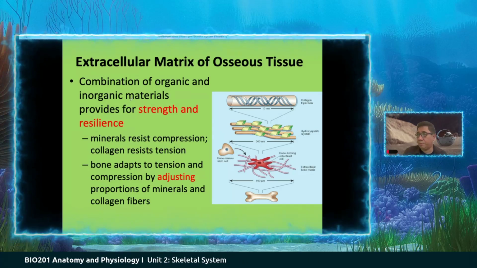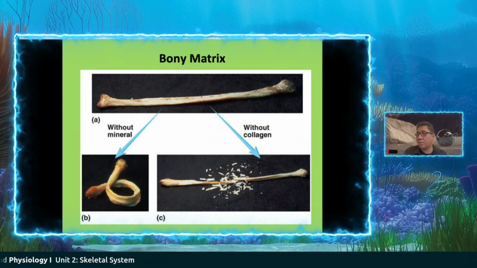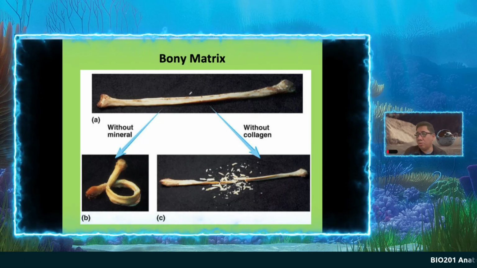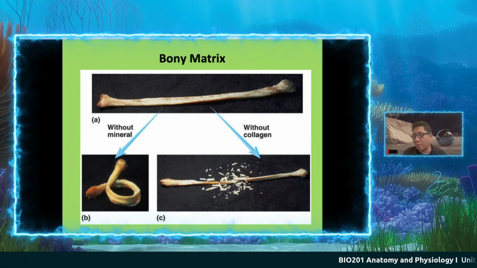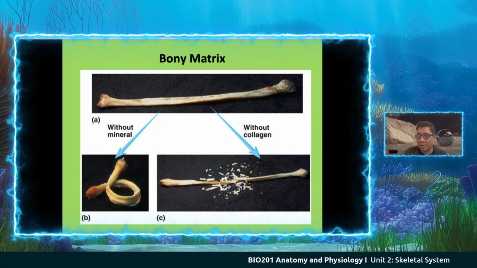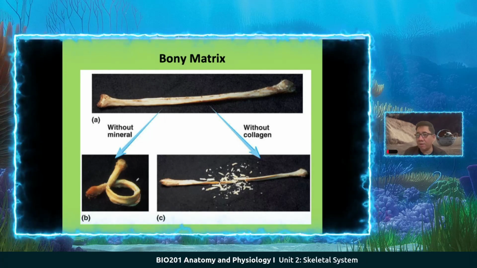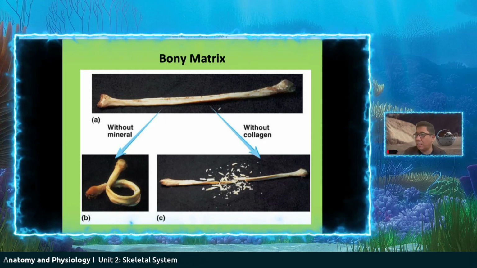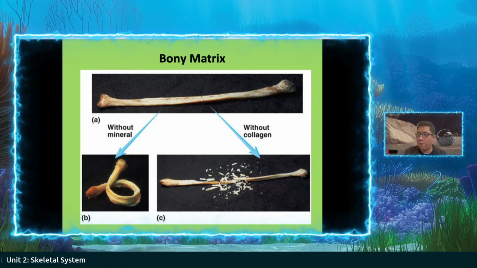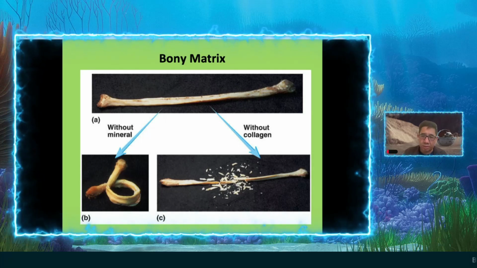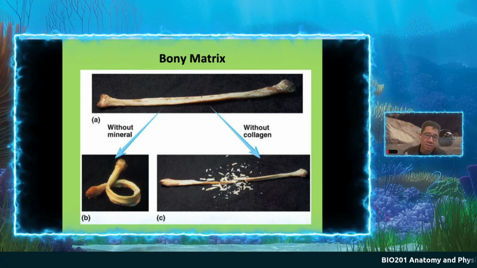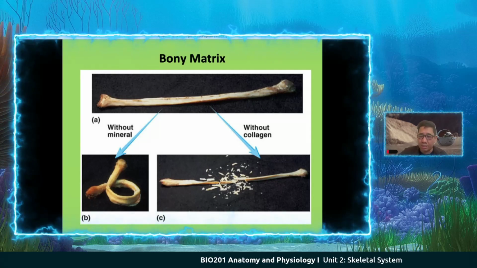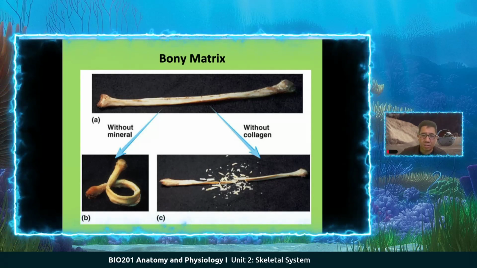As you can see here, this is your normal bone without minerals. When we remove the minerals, your bone becomes very flexible and pliable. But without the collagen, without the organic matter, your bone becomes really brittle. So your bone has just the right ingredients, a perfect mixture to make it nice and strong.